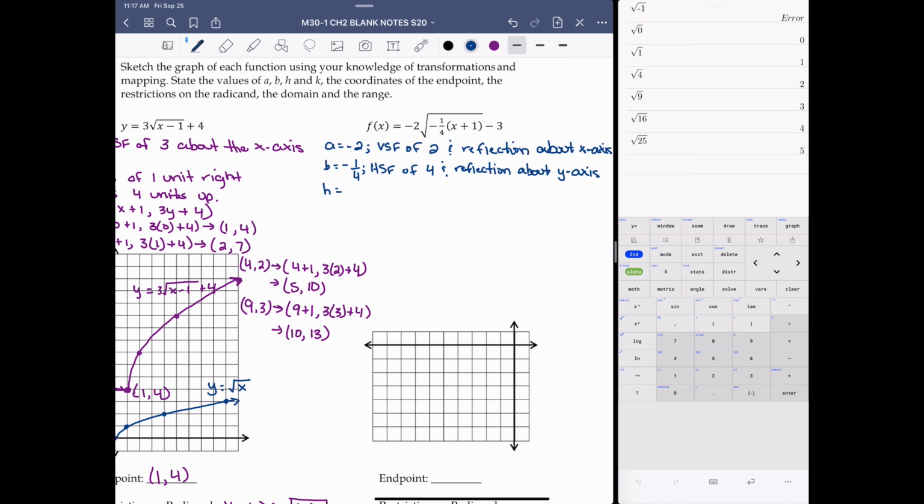H value, we have x plus 1, so h is -1, which means a horizontal shift or horizontal translation, 1 unit left. And then we have k equals -3, which is a vertical shift or vertical translation, 3 units down.